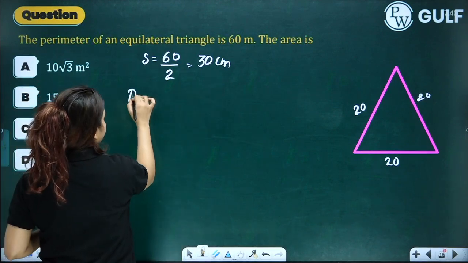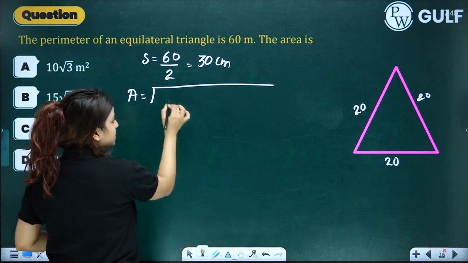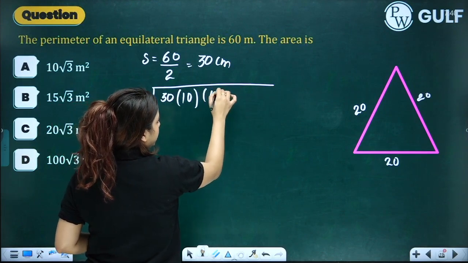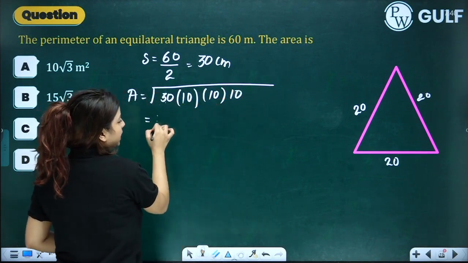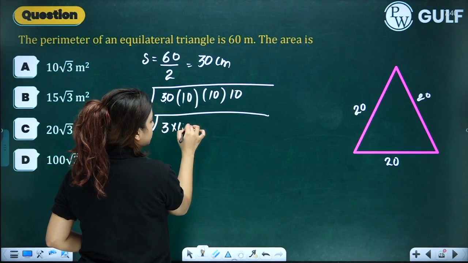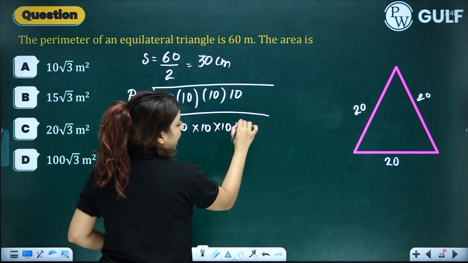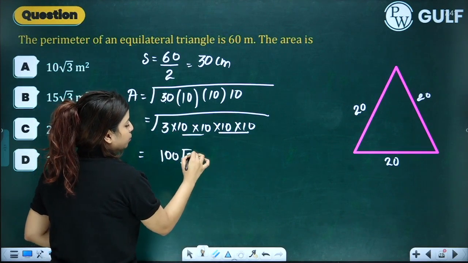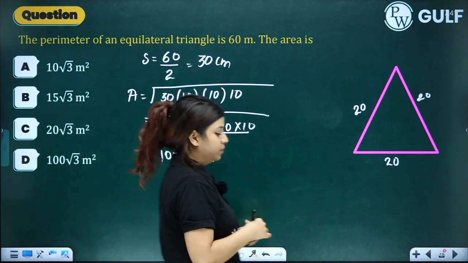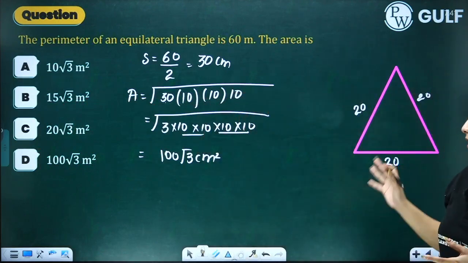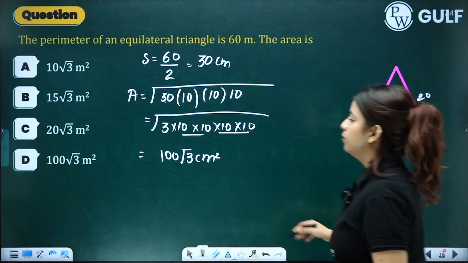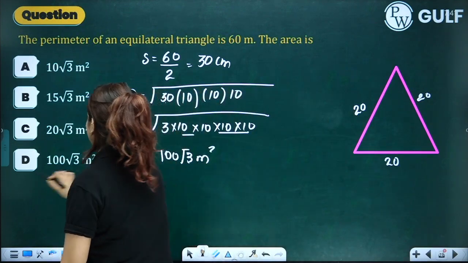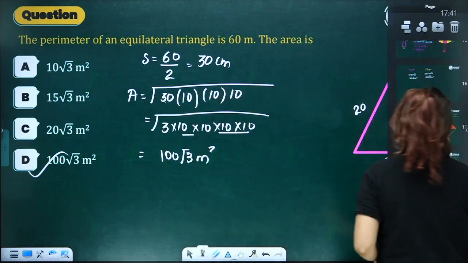Now over here area will be equal to under root of S, that is semi-perimeter, S minus side, that is 30 into 10, 10 and 10. This 30 can be split into 3 into 10, students, into 10, into 10 and into 10. Pair. So what we have? 100 root 3 square meters will be the area of the given equilateral triangle. Sorry, it is in meters, so this is meter square. So option number D will be the correct answer for the question.